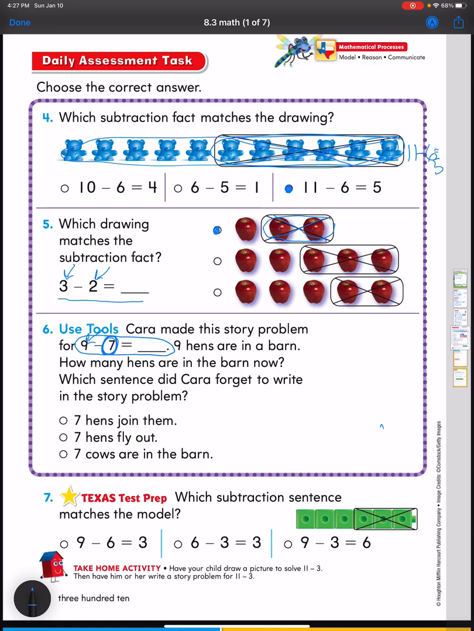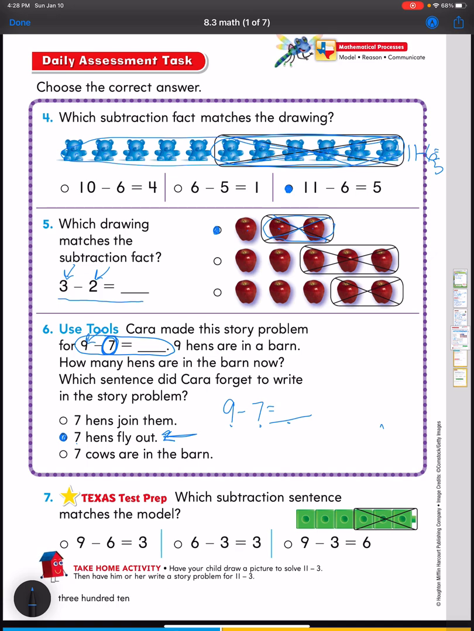How many hens flew away? Remember, they're not joining her 9 hens. They are going. 7 of her hens are leaving. So we would go with this one. We could put this sentence in there. 9 hens are in a barn. 7 hens fly out. How many hens are in the barn now? By putting this sentence in there, that tells us that we would have 9 minus 7. 7 flew away. How many are there now?